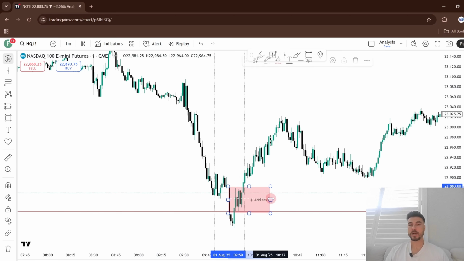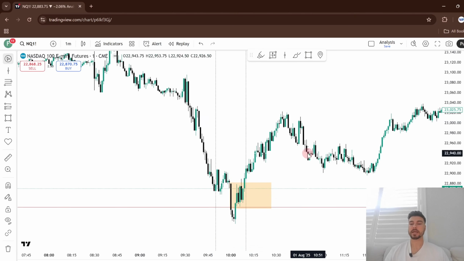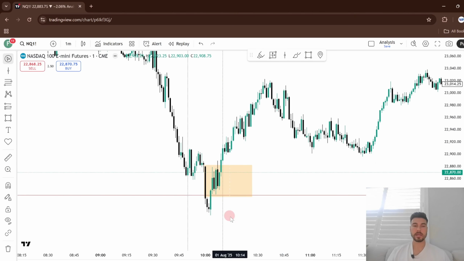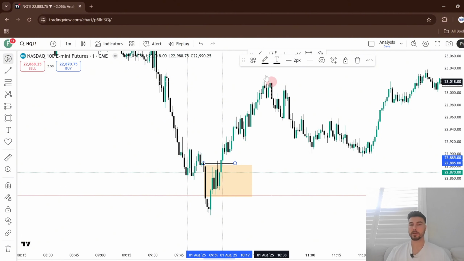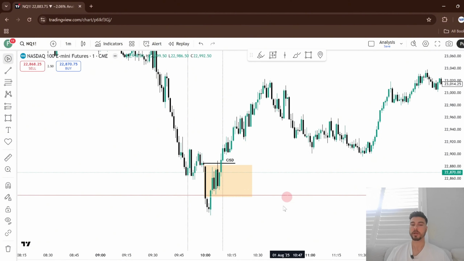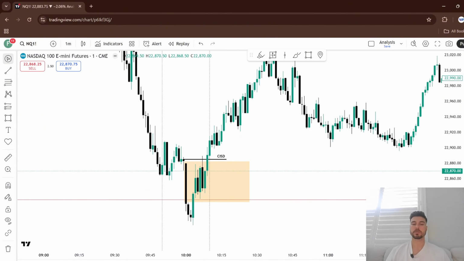So on the live session, I actually mentioned, look, we've got an inverse fair value gap here, and we've also closed above these down close candles. When price closes here, this is what we call a change in the state of delivery. So I'm gonna mark this out, change in the state of delivery. We've also got two order blocks. When price closes above this candle here, when price closes above this candle here, that's an order block. When price closes above this candle here, that is an order block.